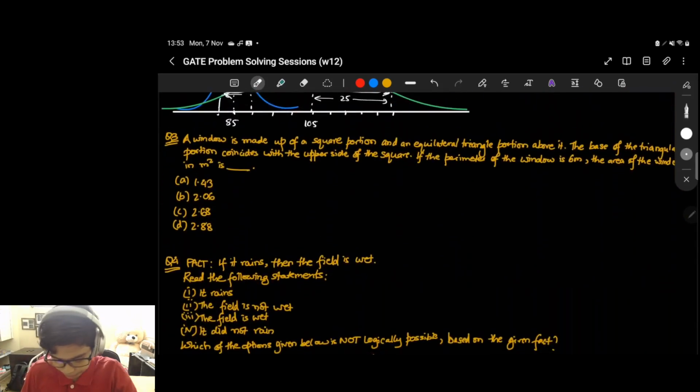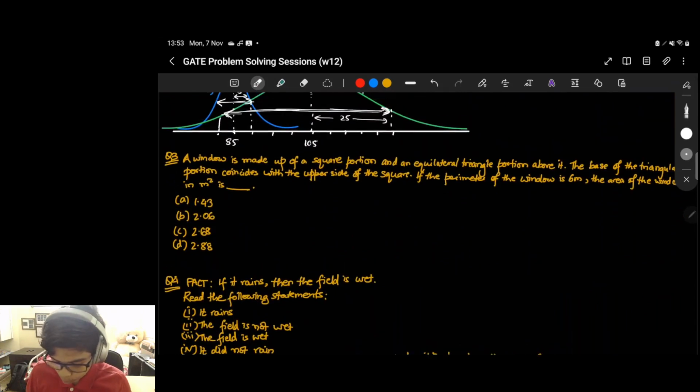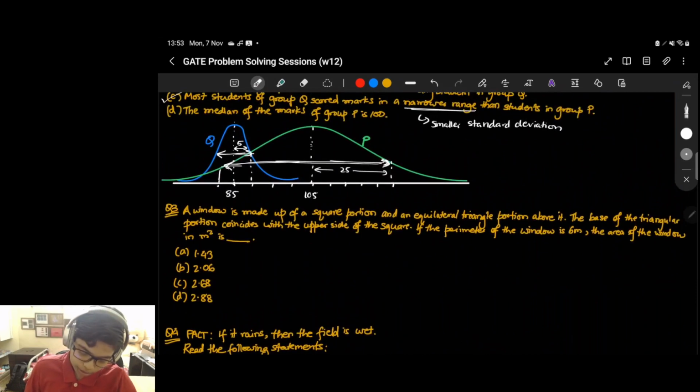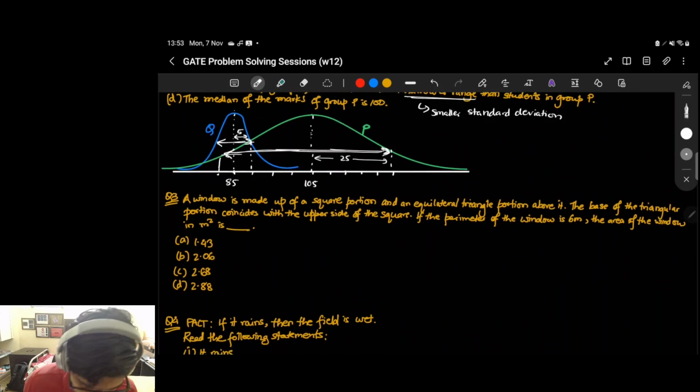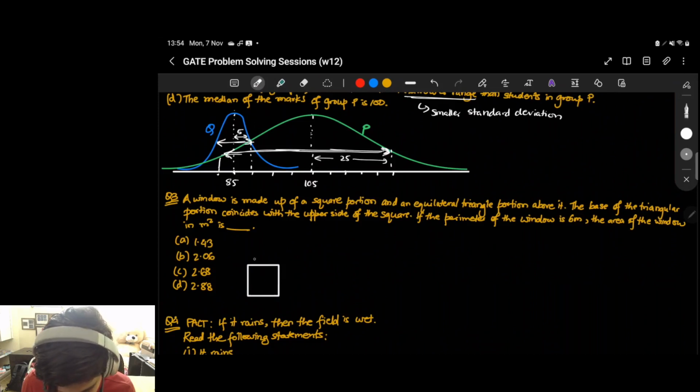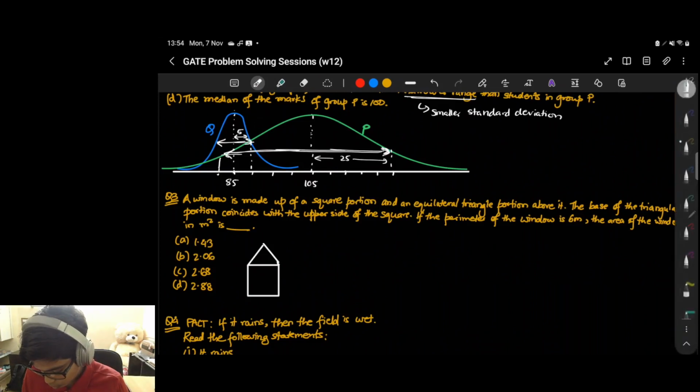Moving further. A window is made up of a square portion and an equilateral triangle portion above it. The base of the triangular portion coincides with the upper side of the square. If the perimeter of the window is 6 meters, we need to find out the area of the window in meters squared. So let us draw this window. This is the square portion of the window, and then we have an equilateral triangular portion of the window.